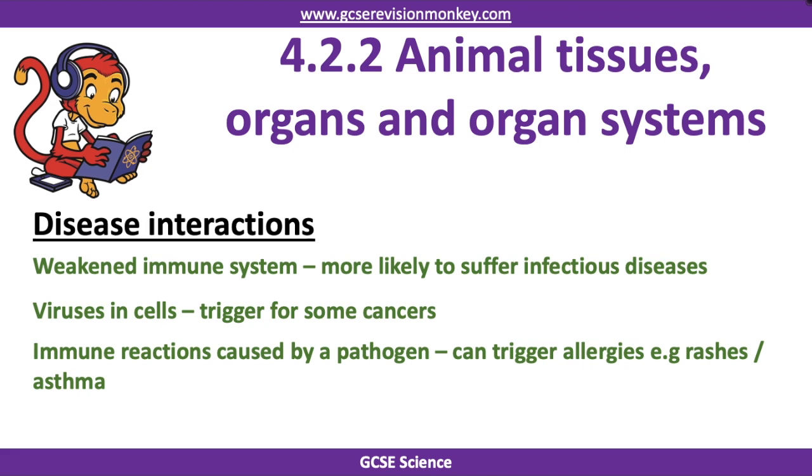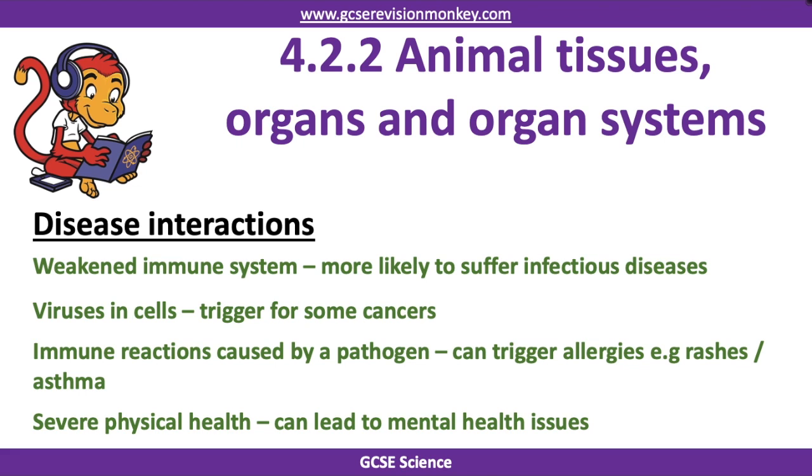Immune reactions caused by a pathogen can also trigger allergies or rashes or asthma. So if your body is responding to a particular bacteria or virus or other pathogen entering your body, that can cause other issues as well. And also, severe physical health problems can lead to mental health issues. For example, if you've broken your leg, you're out of work for a long time, you can't see your friends, you're in the house a lot of the time, you're not very mobile, this can then lead to depression, anxiety, and other mental health issues as well.